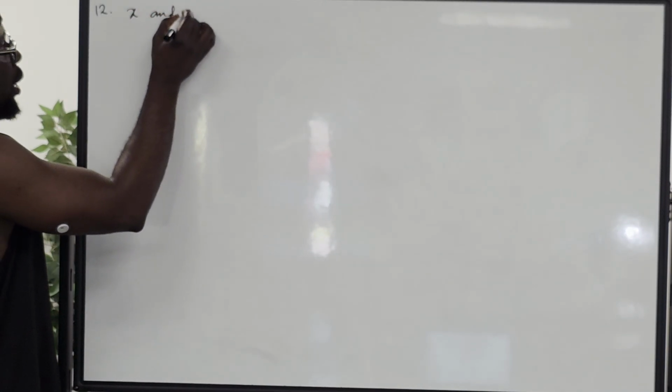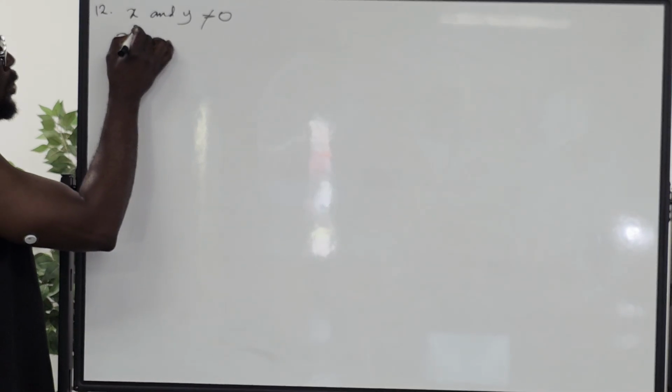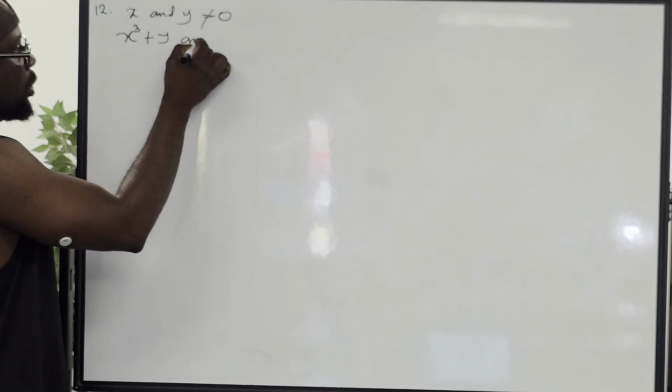Next question, question 12, says that given that x and y are non-zero, which of the following conditions always makes x cubed plus y an irrational number? So they give us x and y is not equal to 0, right? And they say which of the following always makes x cubed plus y an irrational number?